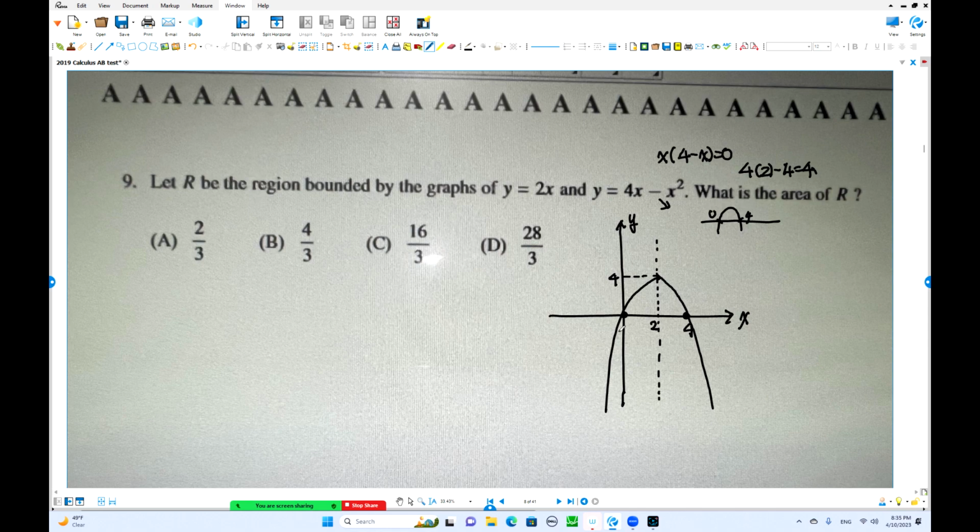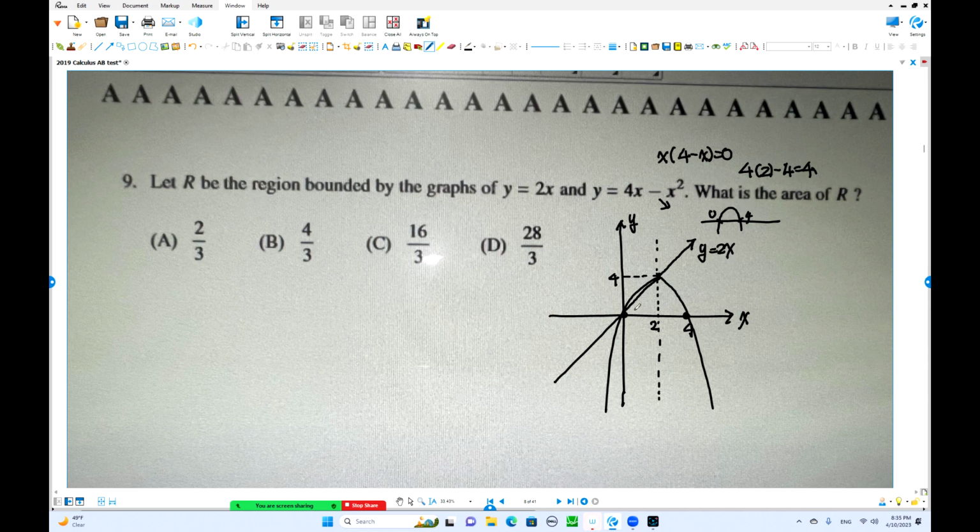Okay, the graph will pass through this vertex. Now the next one is the y equals 2x graph. When x equals 0, y equals 0. When x equals 2, y is 4, so it's going to pass this point. This is the graph. This is y equals 2x.